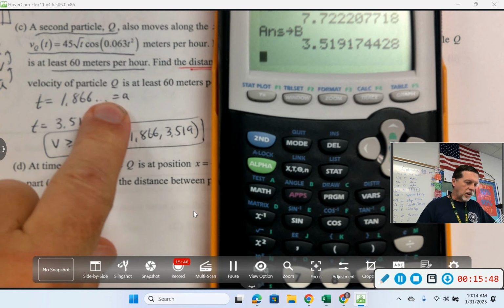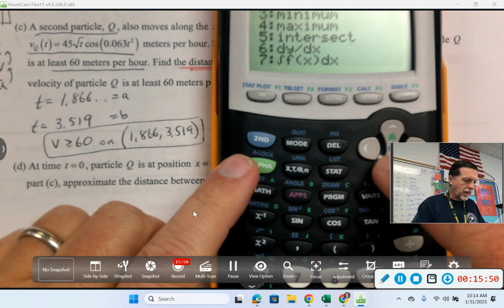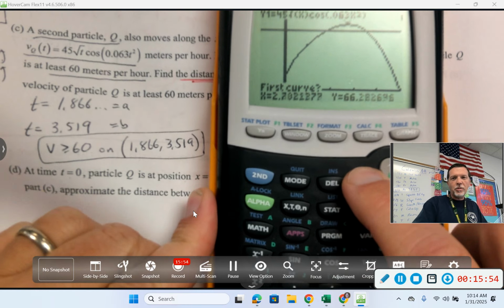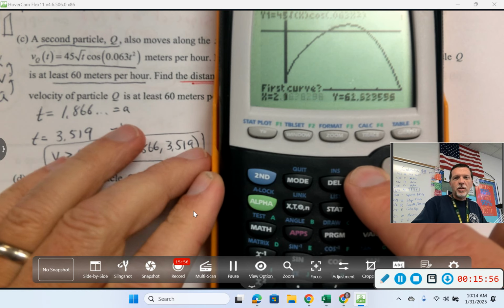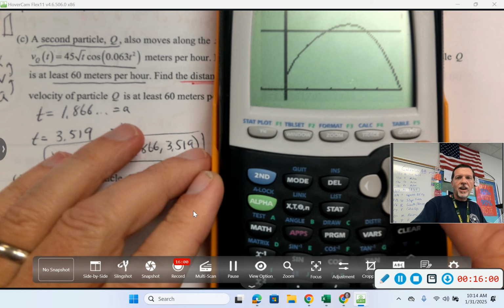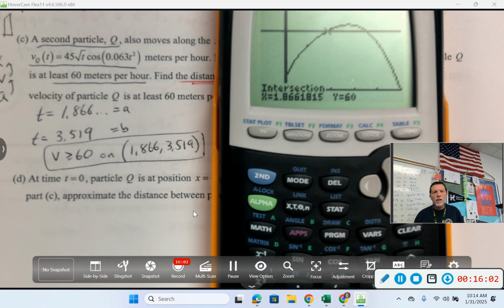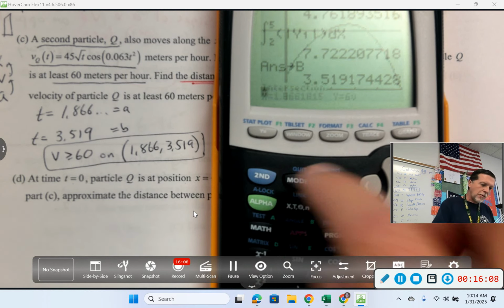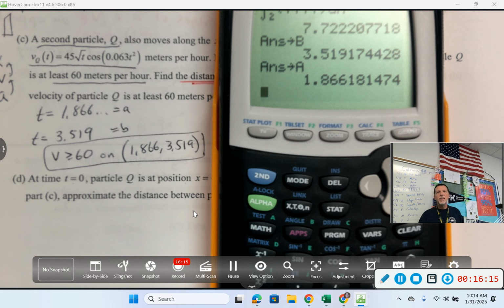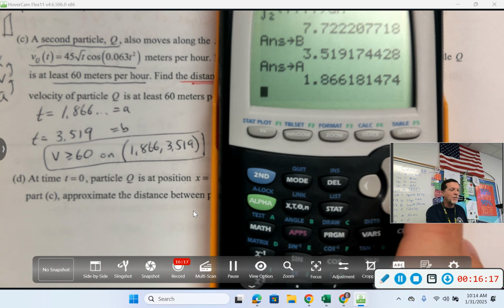And I'm going to do the same thing for A. So I got to go find that intersection again. If I was paying attention, I guess I would have done this when I first found A. First curve, second curve, guess. So there's the 1.8661815. I don't want to write all those decimals down. I want my calculator to remember that value as A. And now my calculator knows A and B.